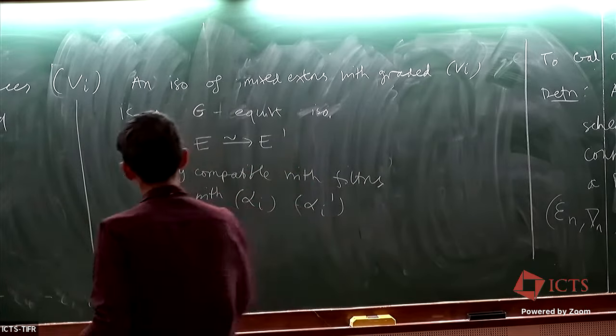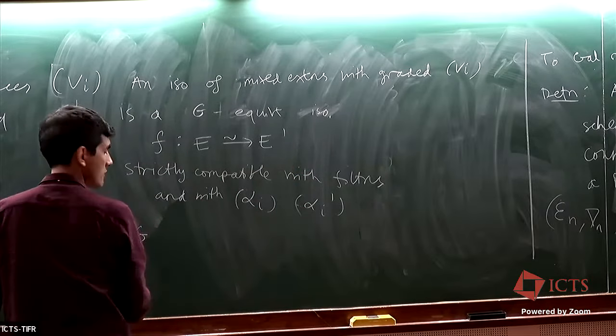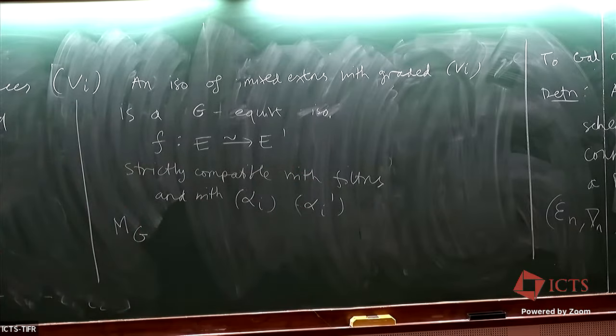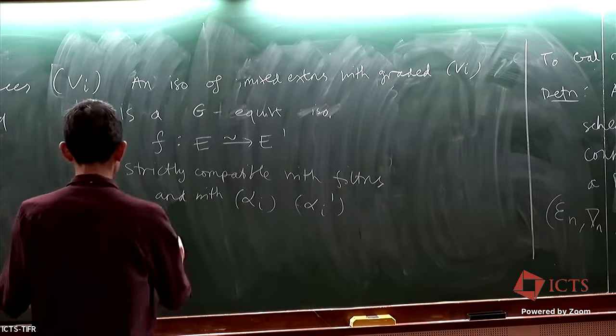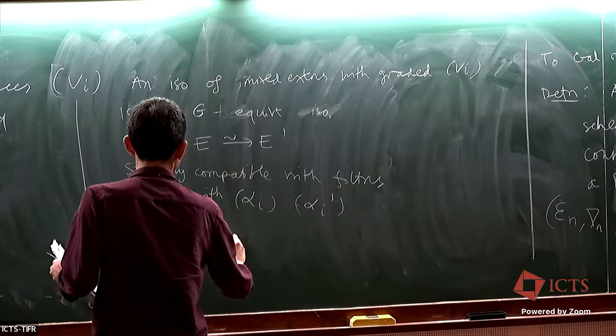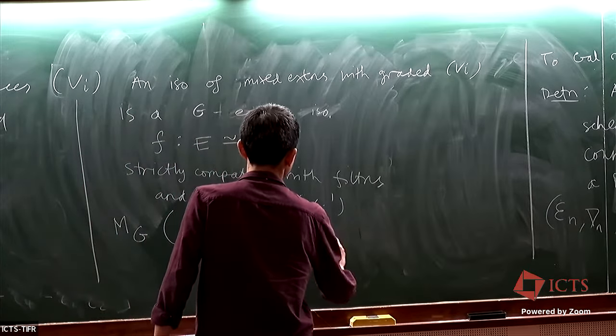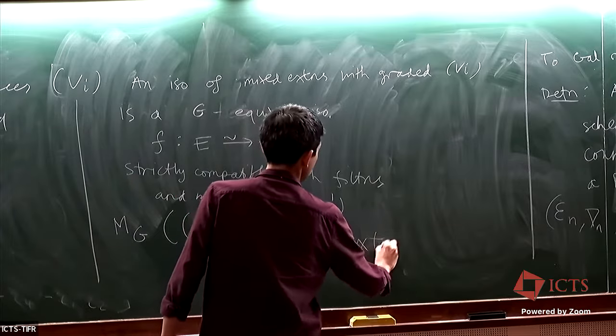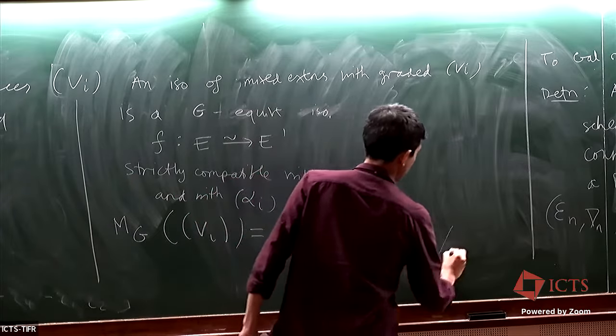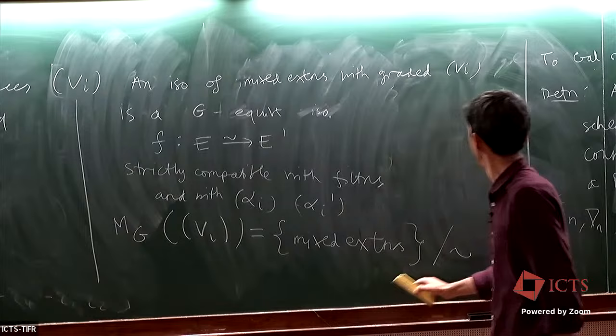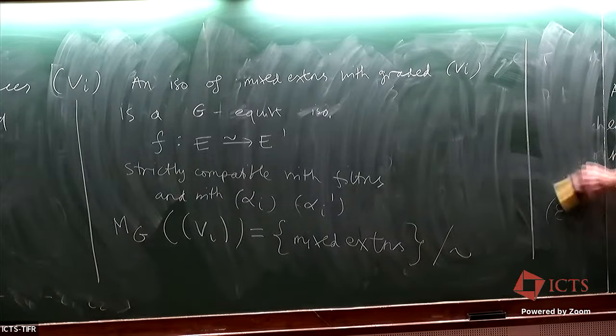Okay, so then I'm going to have lots of different notions of isomorphism class of mixed extensions, but let's just fix one now. So M_G(V_i) is the set of mixed extensions with these graded pieces, modulo isomorphism. So now I'm going to give an example.